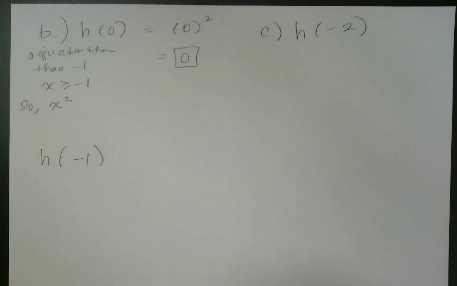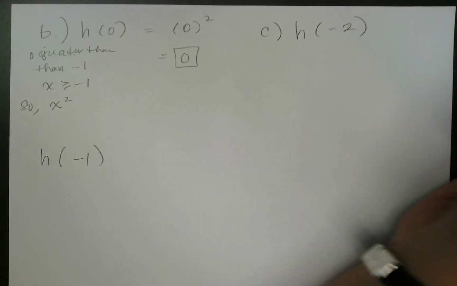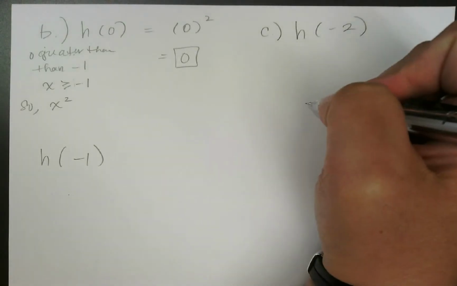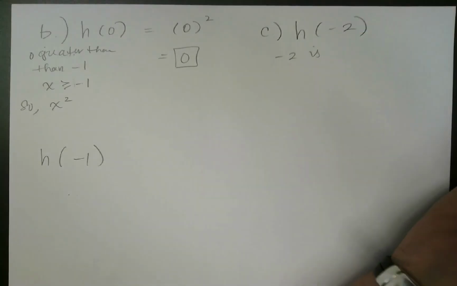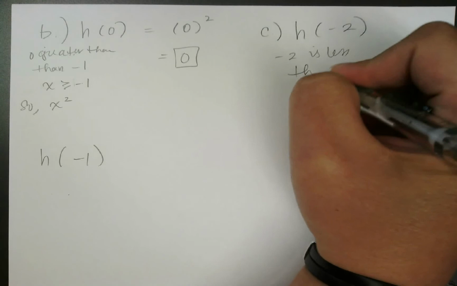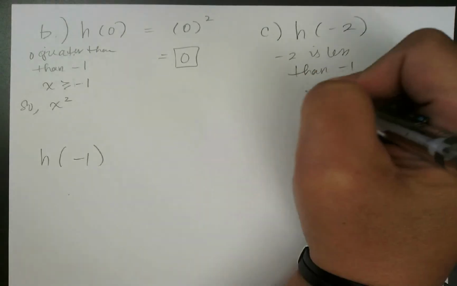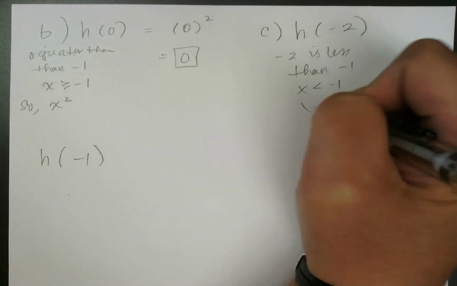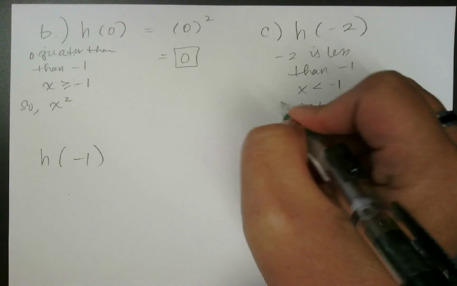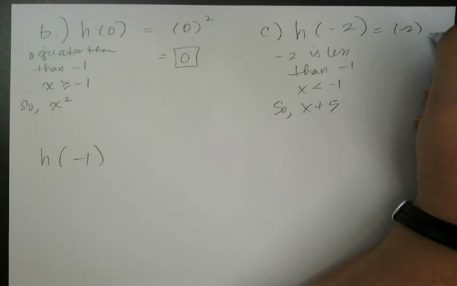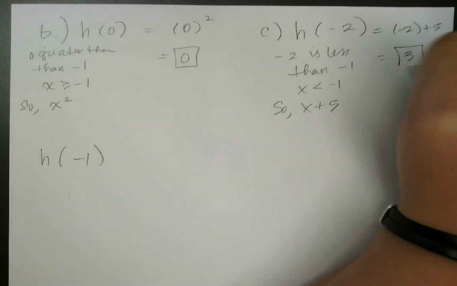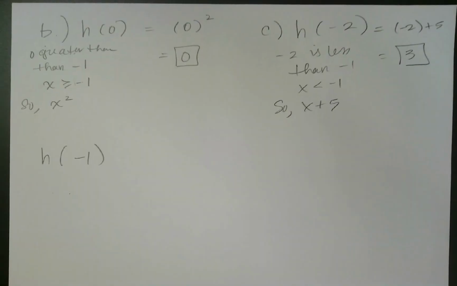Okay. Alright, C. H of negative 2. Negative 2 is less than or greater than negative 1? Less than. Look careful, less than negative 1. So it's this guy. It goes in x plus 5. So negative 2 in parentheses plus 5 equals 3. Okay, everybody cool? Questions, comments, concerns, or complaints?